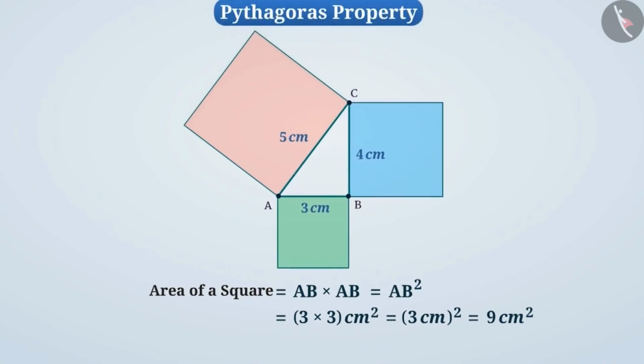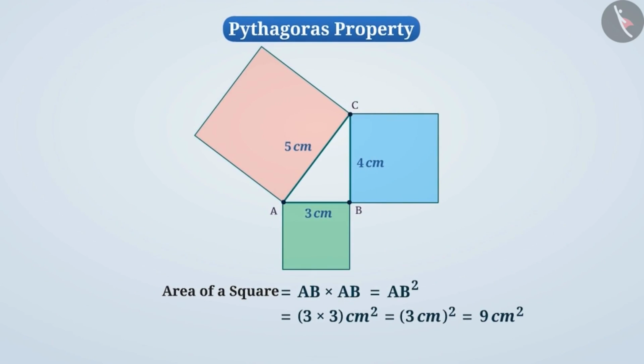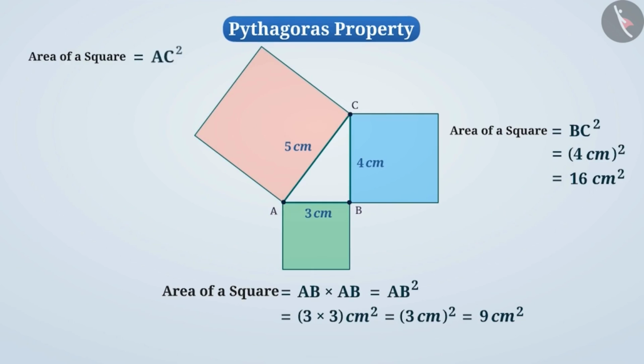Now, let's find out the area of a square of side 4 cm. Here also, we can say that the area of a square of side 4 cm is BC square is equal to 4 cm square is equal to 16 cm square. Similarly, the area of a square of side 5 cm is equal to AC square is equal to 5 cm square is equal to 25 cm square.